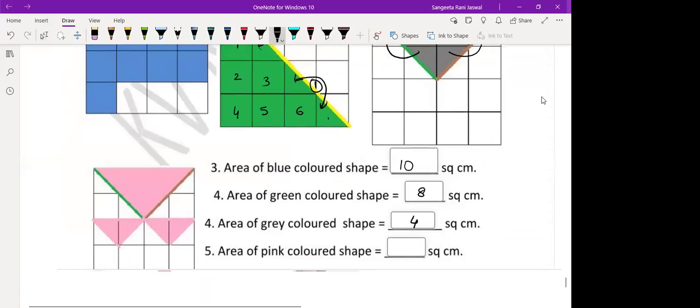Okay. Who is left now? Who didn't get the turn? Trilokya. Trilokya, you will tell me the area of the pink colored shape. We'll just make the squares here. It's like this.